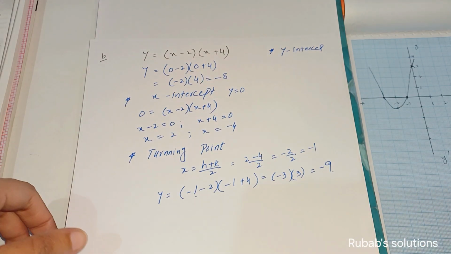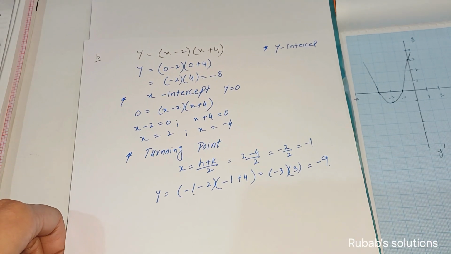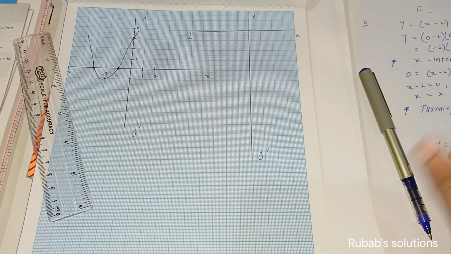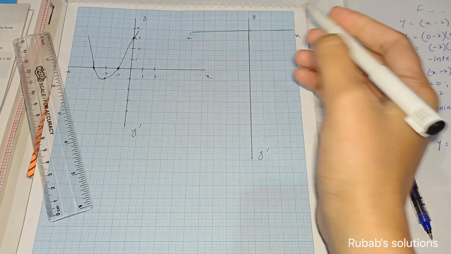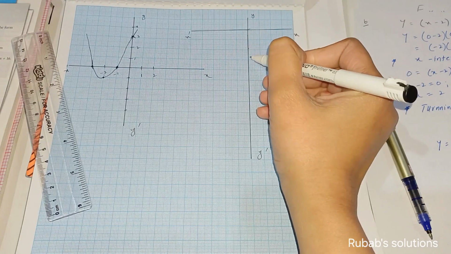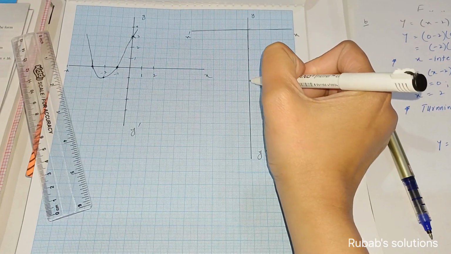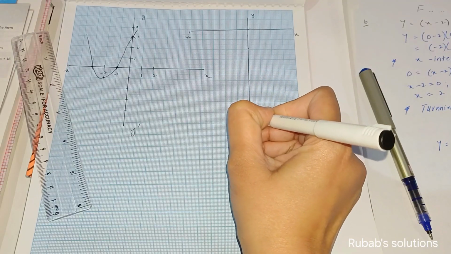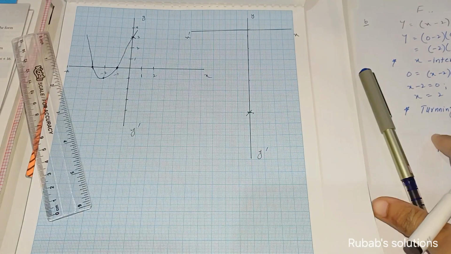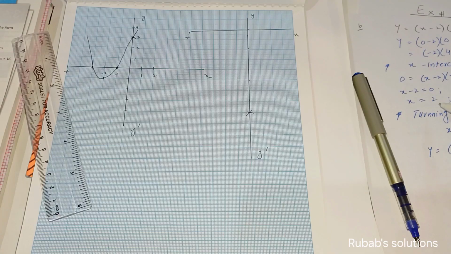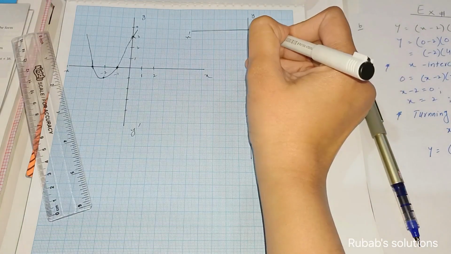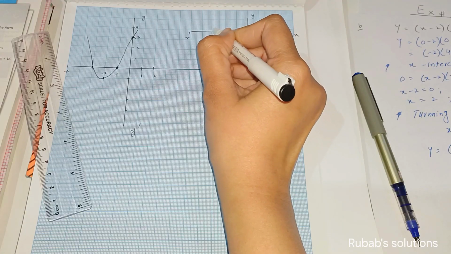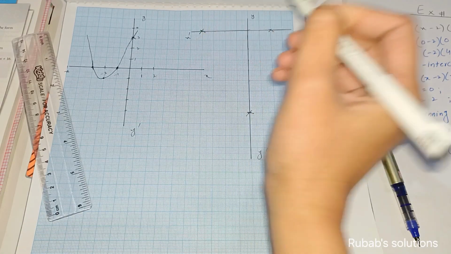Again I have to sketch the graph. So let's do it. First of all, this is minus 8. So 1, 2, 3, 4, 5, 6, 7, 8. This is minus 8. So this is my y-intercept. X-intercepts are 2 and minus 4. Positive 2, and minus 4: 1, 2, 3, 4. This is minus 4.